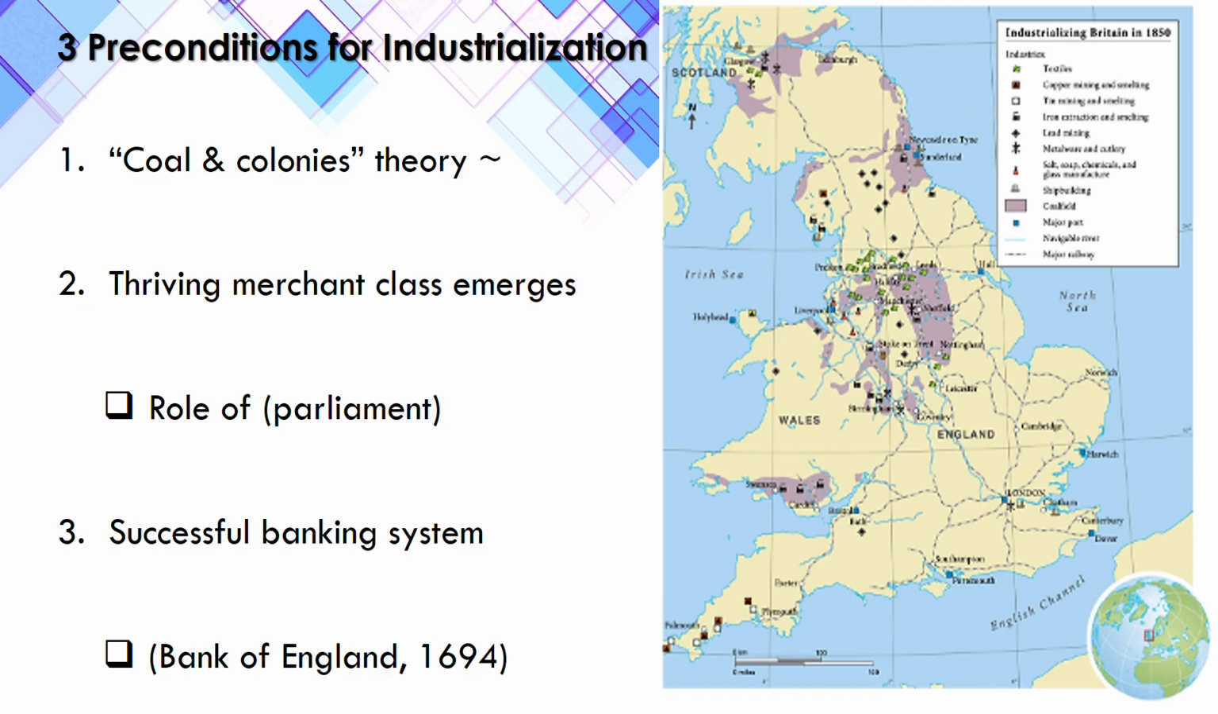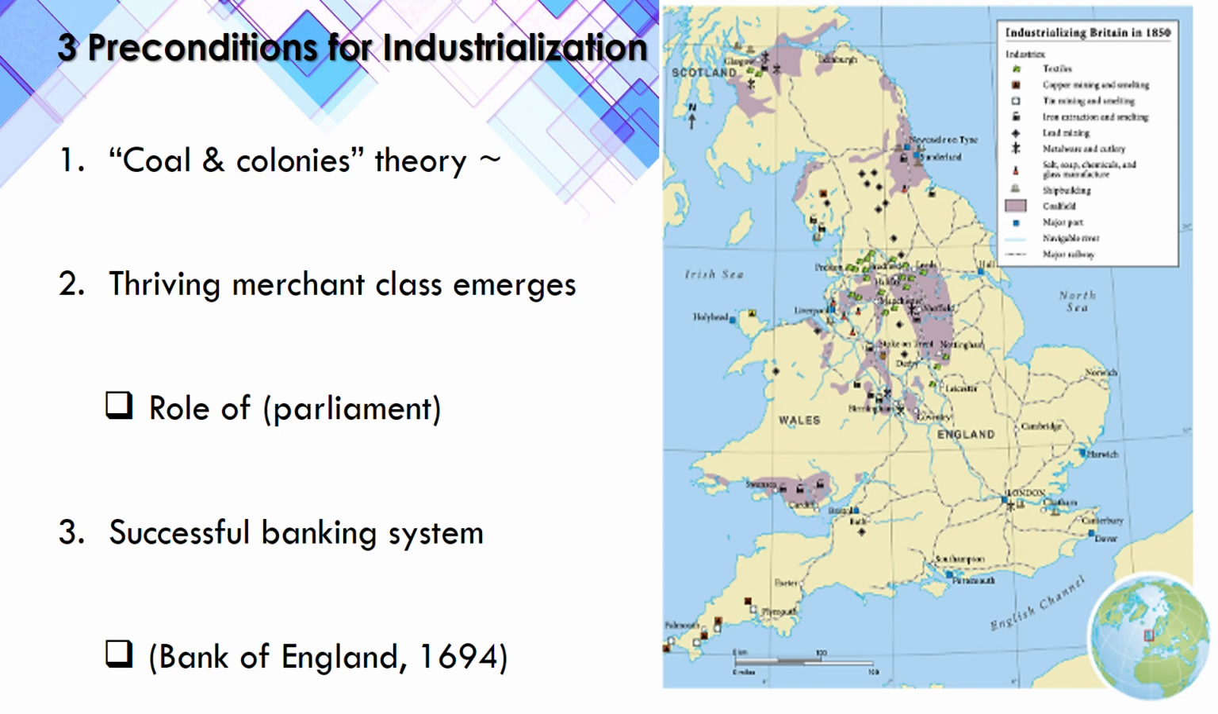So there were three conditions that led to industrialization beginning in Britain. One of them is coal and colonists, or at least the coal and colonist theory. A thriving merchant class that was also represented in the British Parliament, and so they were passing laws that favored things like innovation, investment in businesses, and so on. And then there was the successful banking system. One of the oldest central banks in the world was the Bank of England.